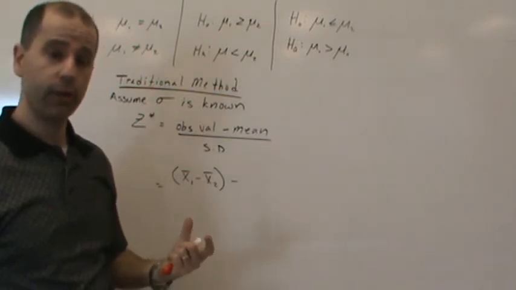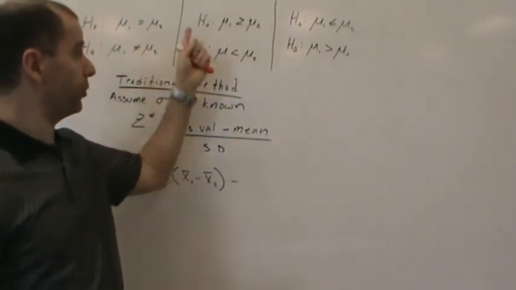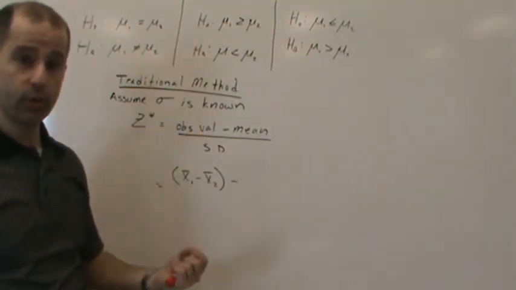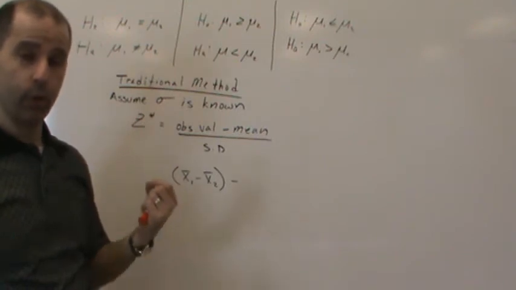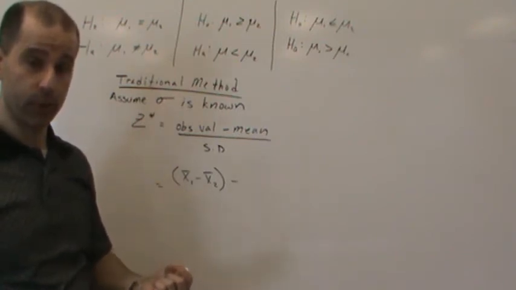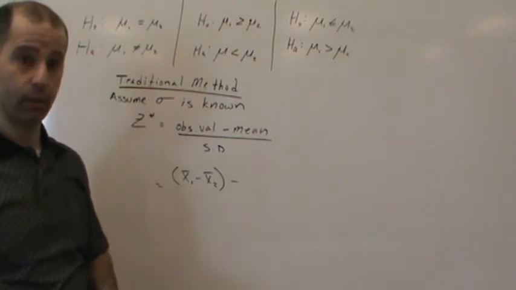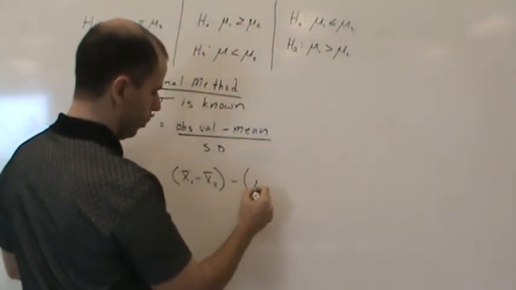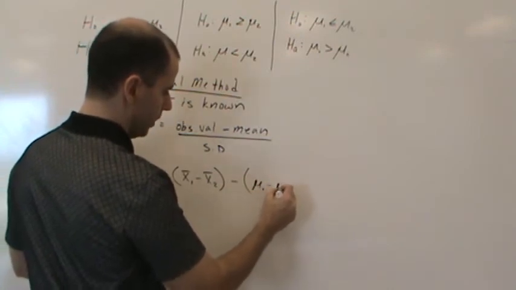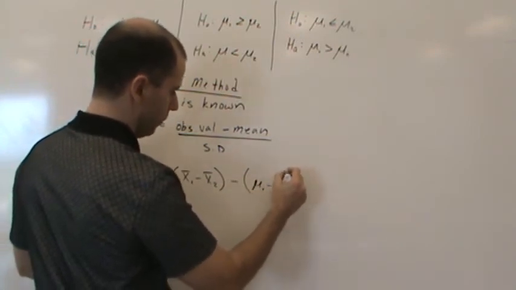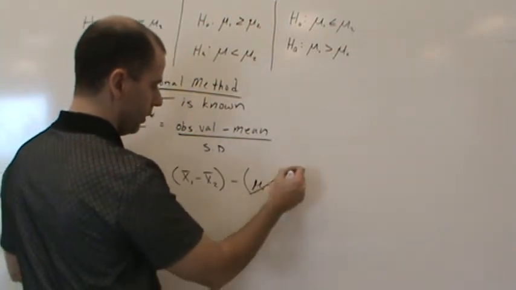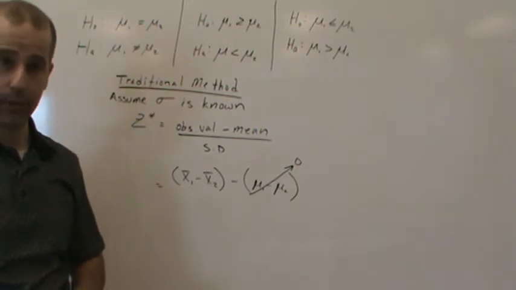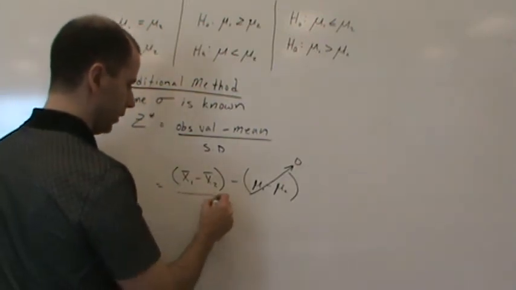Zero. So under the null hypothesis, for all three of these pairs of hypotheses, we will always assume the null is true, which means we assume the difference between mu1 and mu2 is 0. So this mu1 minus mu2, under the null, will always be equal to 0, and so it'll always drop out of our calculation.